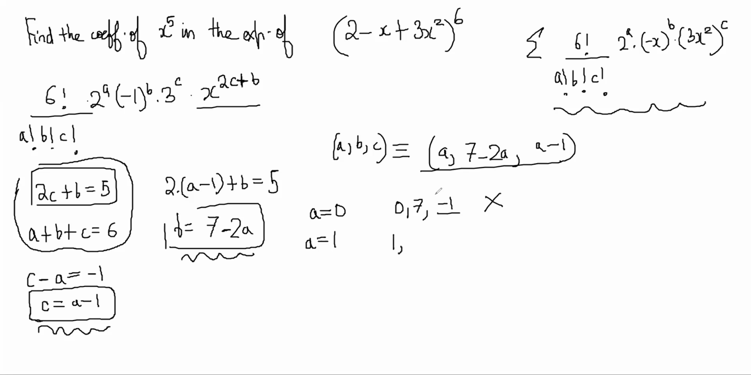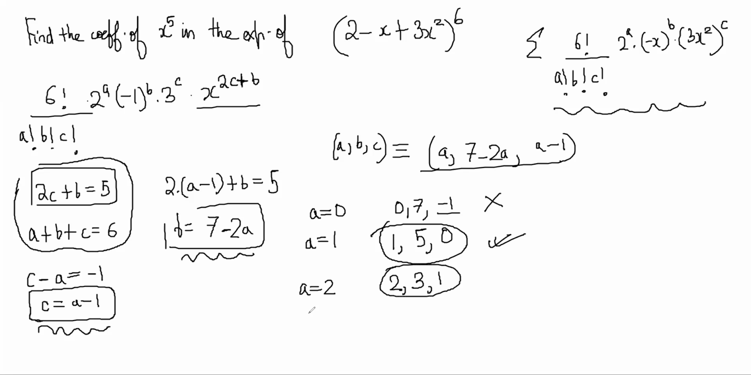So 1, 7 minus 2 is 5, and 0. This is possible. A is equal to 2, then 2, 3 and 1, right? A is equal to 3, then B is 1 and 1, and 2. After this, it will not be possible. Why? Because A is equal to 4, this will be -1, negative. No other integer values are possible now.